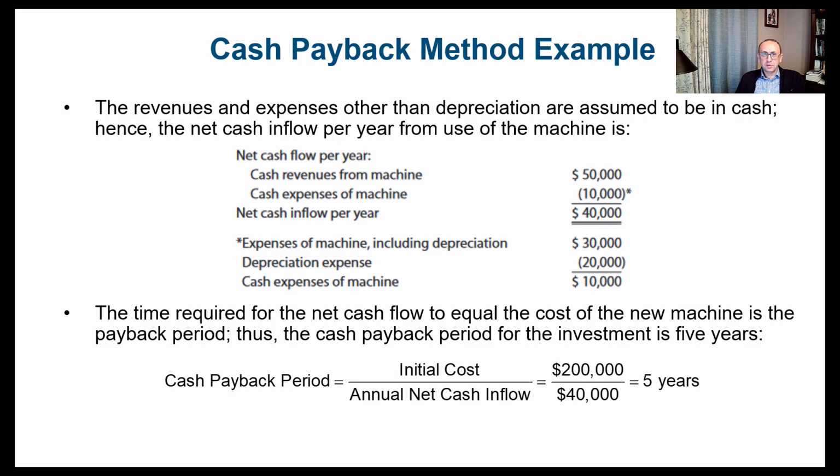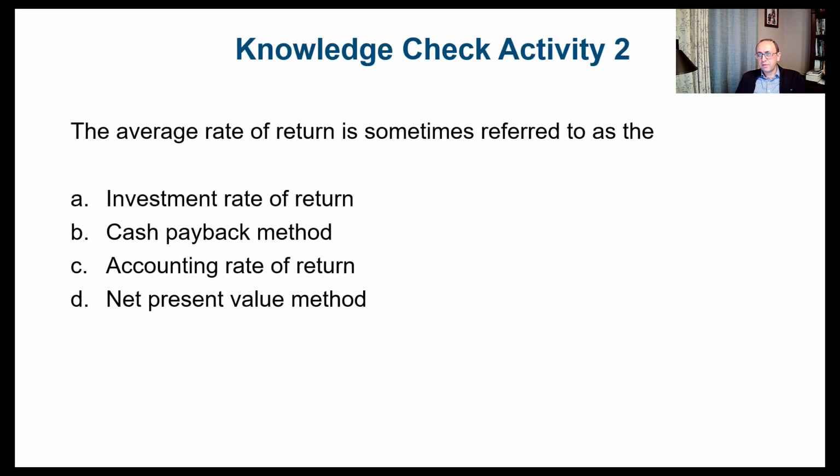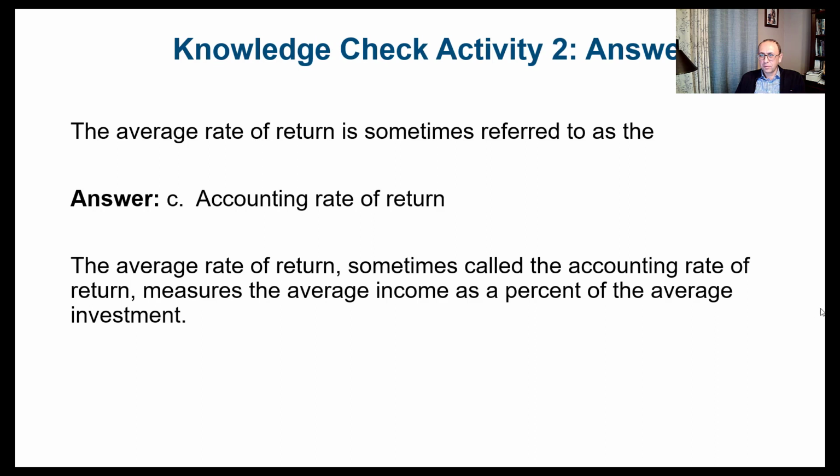All right, so let's do another knowledge check. The average rate of return is sometimes referred to as the investment rate of return, the cash payback method, accounting rate of return, or the net present value method. So the average rate of return is referred to as the accounting rate of return, and I think it was mentioned in the previous slides. So the accounting rate of return is the other name for the average rate of return. The average rate of return, sometimes called the accounting rate of return, measures the average income as a percentage of average investment. All right, so let me stop here.